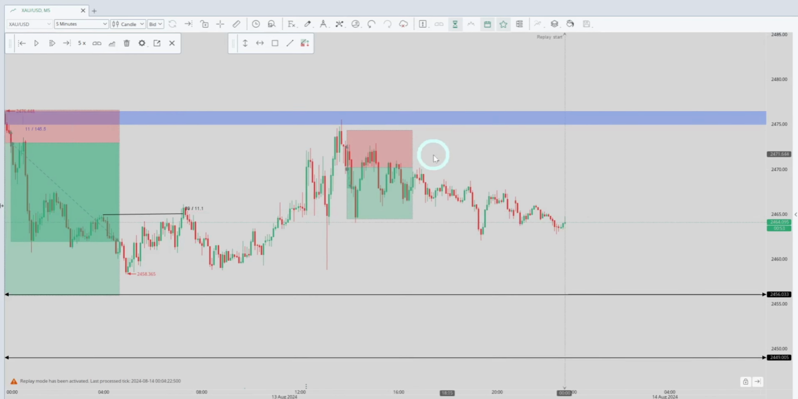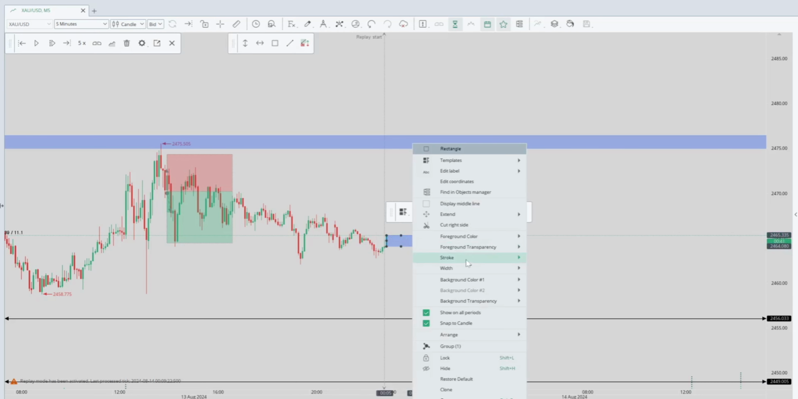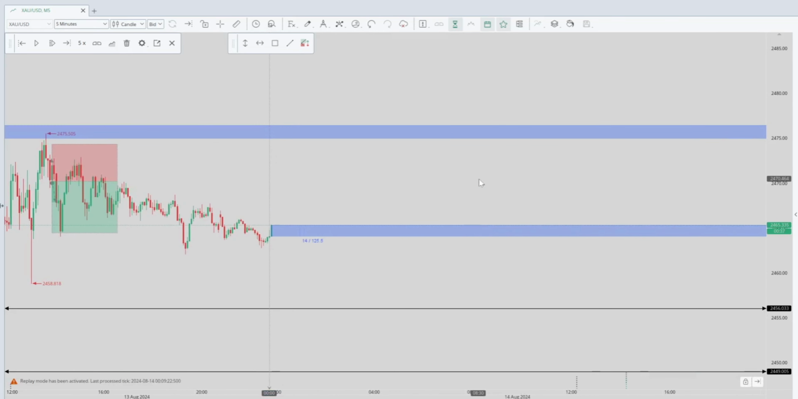Now let's go to Wednesday. So this is Wednesday. This is our first candle. What do we do after that? As usual, we mark our levels. Now we know when price is above this, we are buying. When price is below this, we are selling.